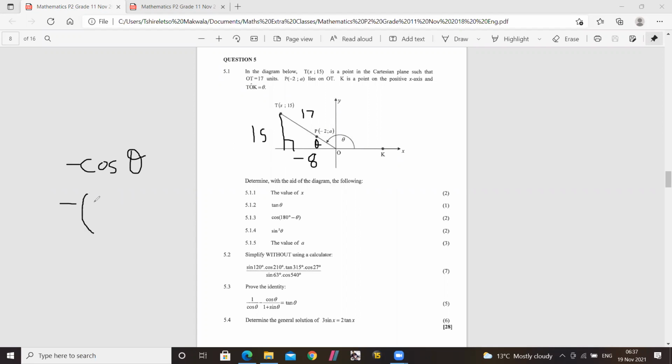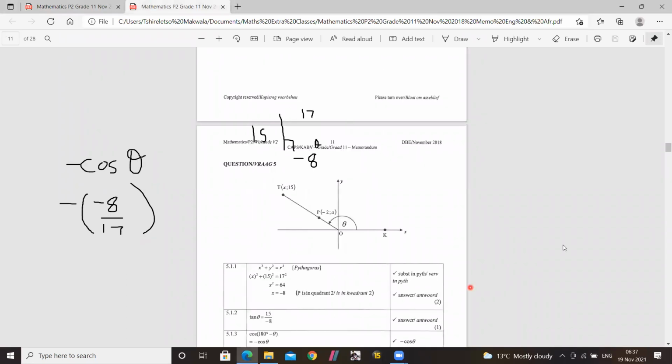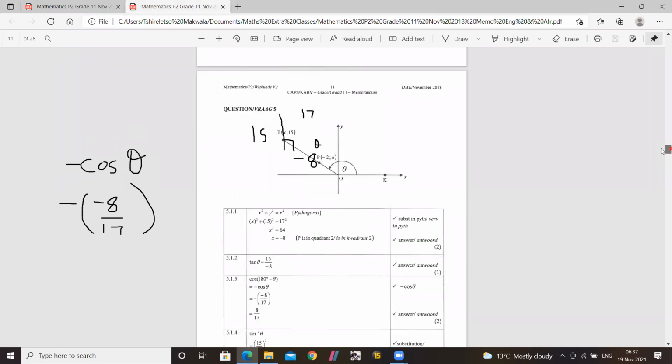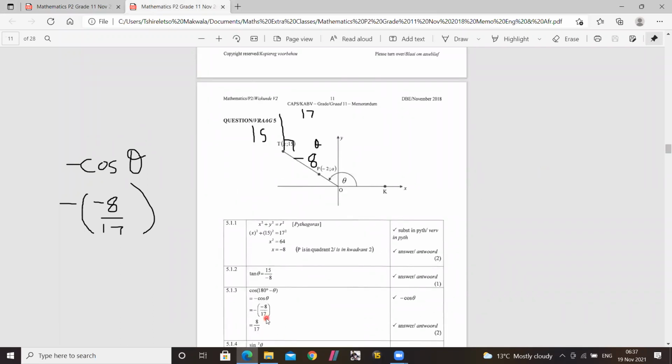Then what is cos theta? Cos theta is adjacent over hypotenuse. So it's -8 over 17. Then, yeah, that's your answer basically. So 8 over 17. Yeah.